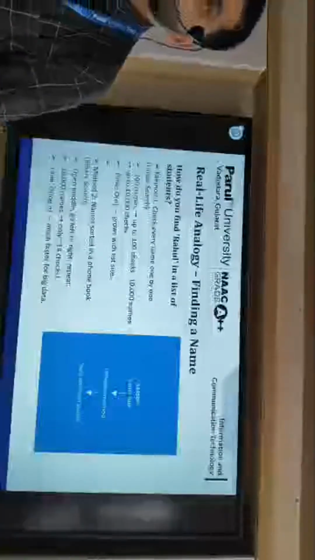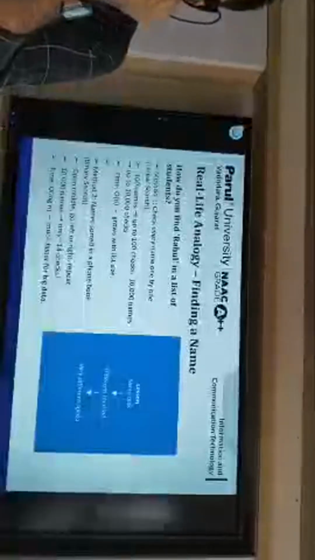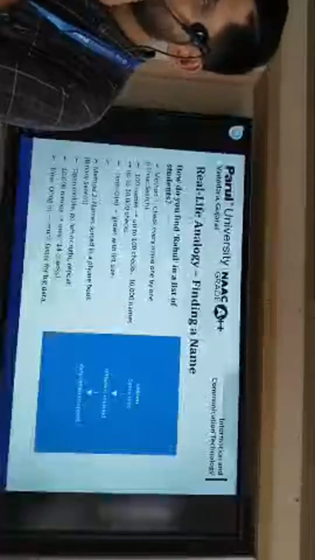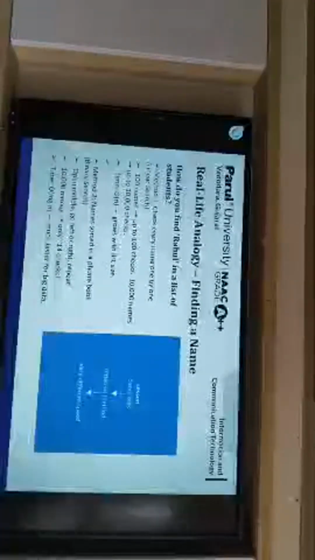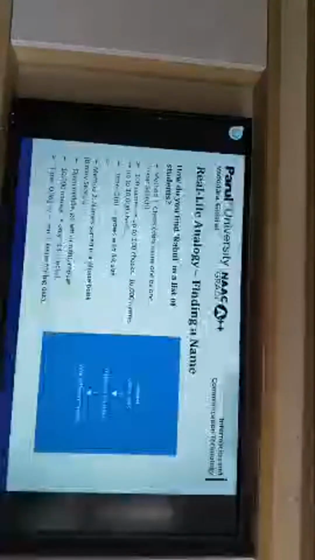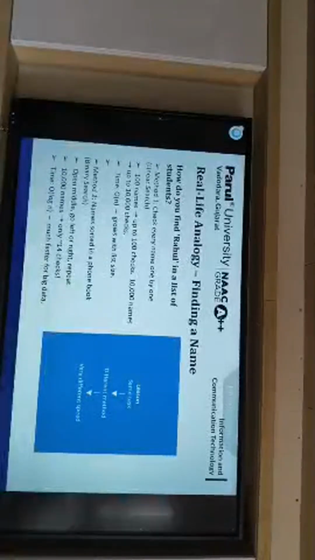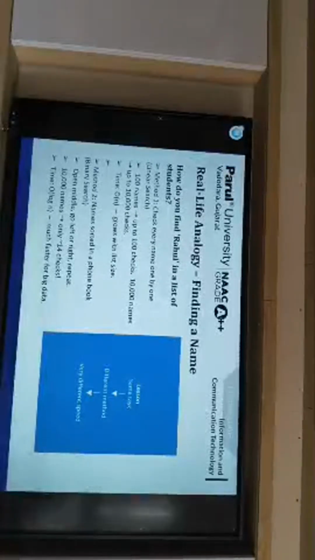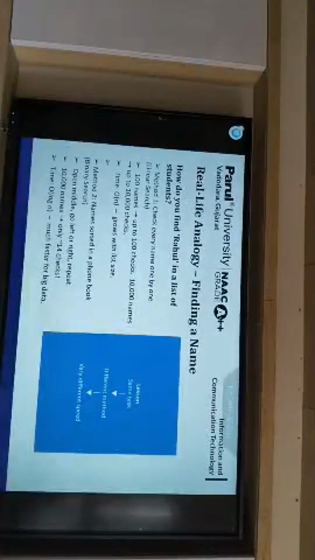Let's see the first, that you guys are basically doing one thing. Let's say you want to find some student from your class, right? How are you going to find if you don't know anyone? What is the approach that you will do? Can you guys tell me? Which approach will you follow? Just imagine that you don't know anyone.